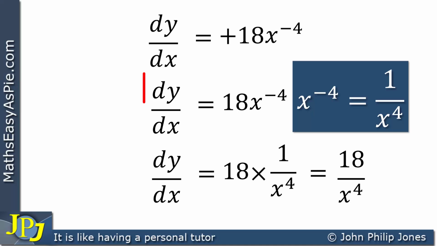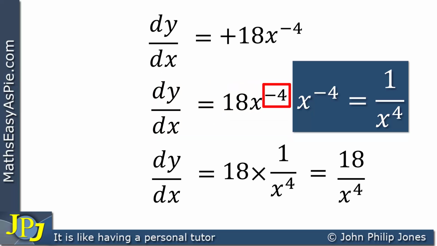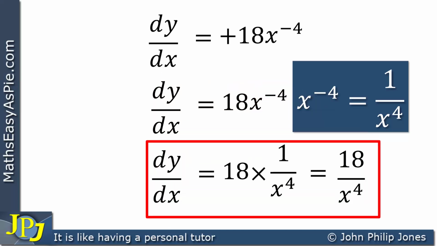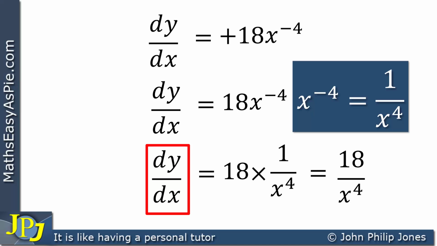I think I should point out that this is not incorrect. It's a correct answer. But it is usual to remove these negatives, which is what I've done on this step. And you can see I end up with 18 over x to the plus 4. There's no sign here, but that means plus 4. So I've effectively brought this down below the 18. And this is the differential of y with respect to x, which gives us this result here.